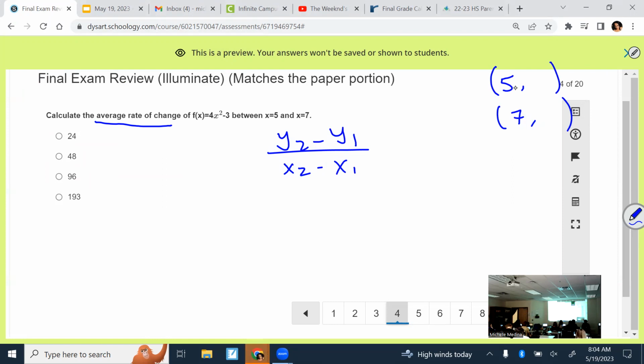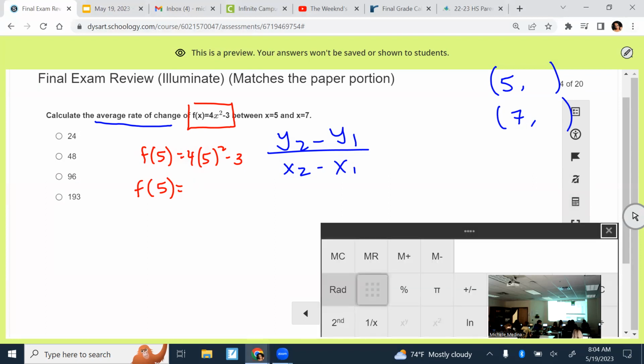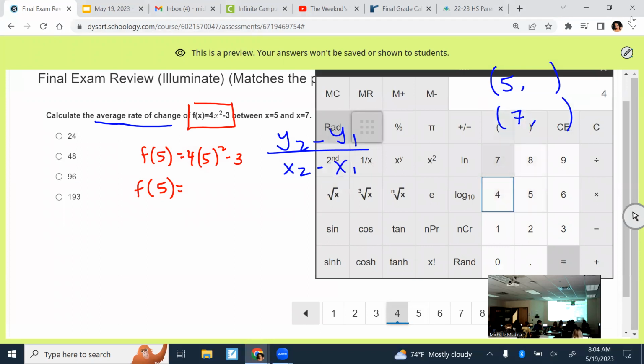What else does it give us in here? It gives us a function, it gives us an equation. So what you could do, it's written in function notation, it has x's in it. It says like when x equals 5, so plug in 5 for the x, like that. And then put that in your calculator. So yeah, I would put it in all at once. 4 times 5 squared minus 3. 97 for that one. That y value.